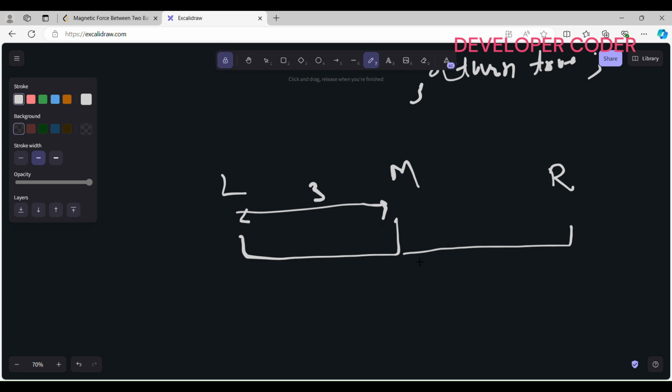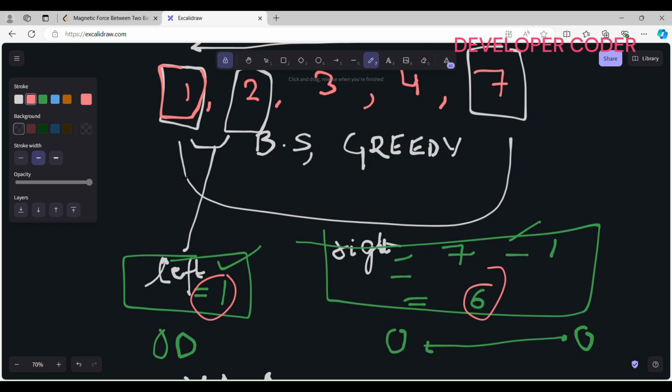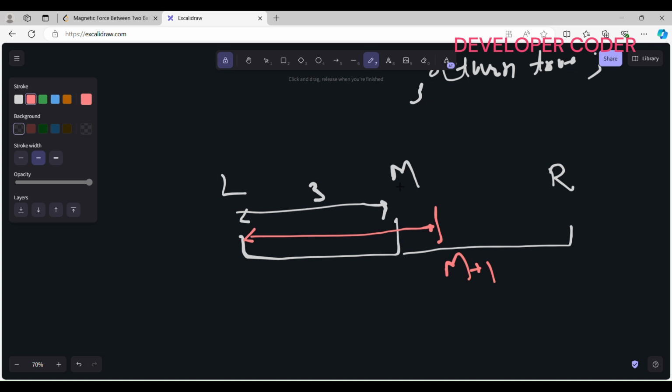Now let's suppose that I move my left to mid plus 1. So now my left is going to become mid plus 1. Left is nothing but the minimum distance. I have explained that left is the minimum distance when I place the balls. Right now we know that this is my best answer.